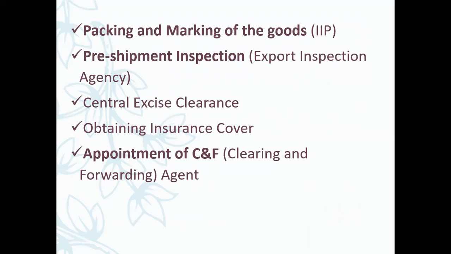Next, packing and marking of the goods. Proper packaging and proper marking of the goods should be done. Pre-shipment inspection, that is, an export inspection agency is appointed, or a person from the in-house factory will do the inspection of the goods. Next is central excise clearance. Next, obtaining insurance cover. How can we obtain an insurance cover? Via ECGC. Next, appointment of clearing and forwarding agent. These are the steps involved in the pre-shipment stage of export procedure.